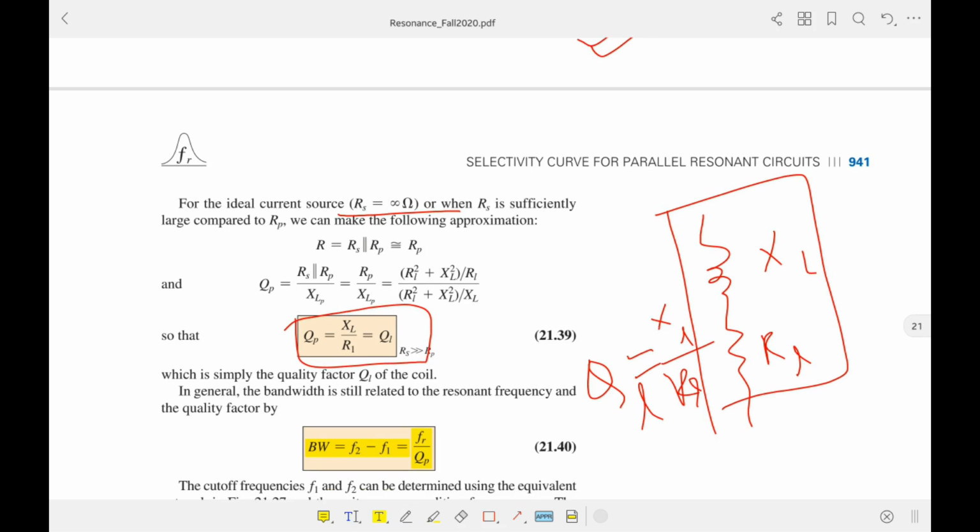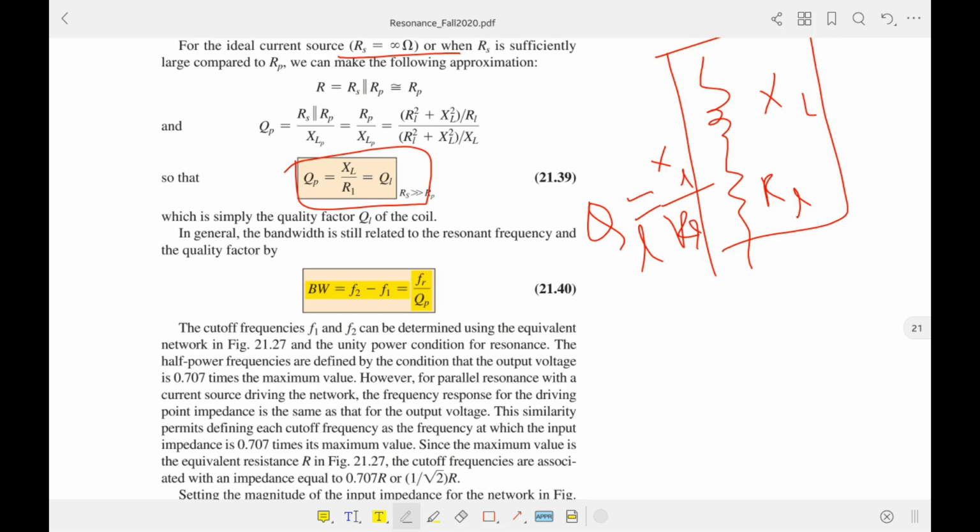Now the bandwidth, so bandwidth equal to F2 minus F1, just like the similar series resonance condition, and the answer appears as FR over QP, just like the series resonance condition. In case of series resonance, we have Fs over Qs. So remember this equation also.